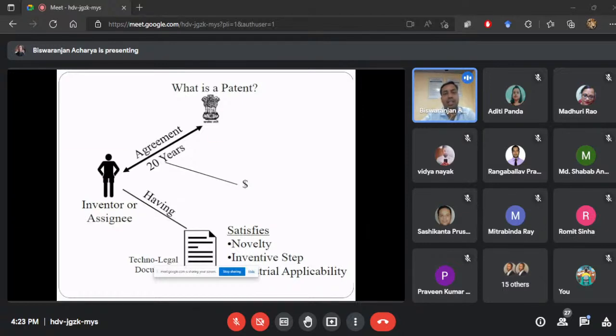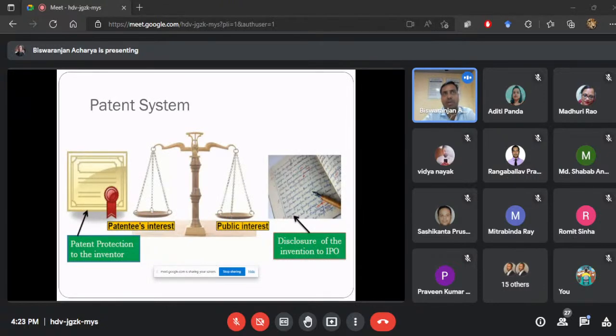That is the patent system. Patent and public interest are actually balanced. Patent protection goes to the inventor; the inventor can be protected by patenting. Then public interest: it has some social impact, and disclosure of the invention to the IPO, the intellectual property office. It must satisfy the disclosure rule, that is, by prior art search, it must come under disclosure, that cannot have been disclosed before.